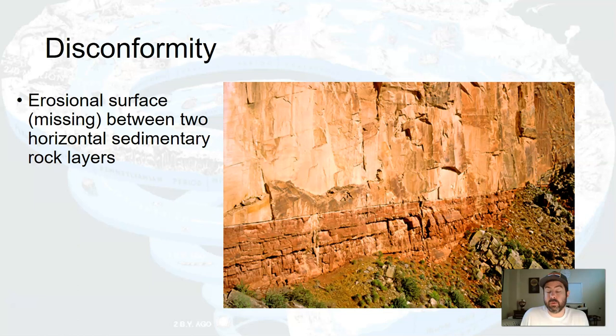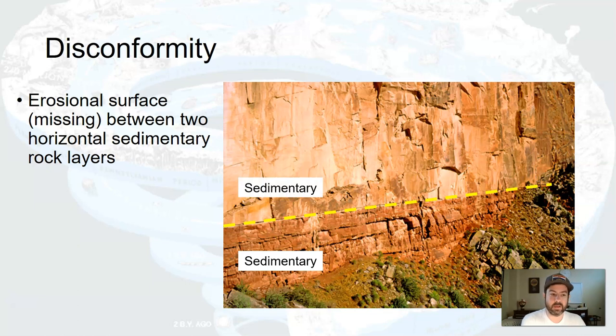A disconformity is an erosional surface. So there was material, but it was weathered and eroded away. It's called an erosional surface, something that got ground down and material taken away. So there's an erosional surface between two horizontal sedimentary rock layers. That's important. These are two different types of sedimentary rock. The unconformity is here. There's some missing information here. We get one type of sedimentary rock, we get a different type of sedimentary rock, and there's a gap in time.